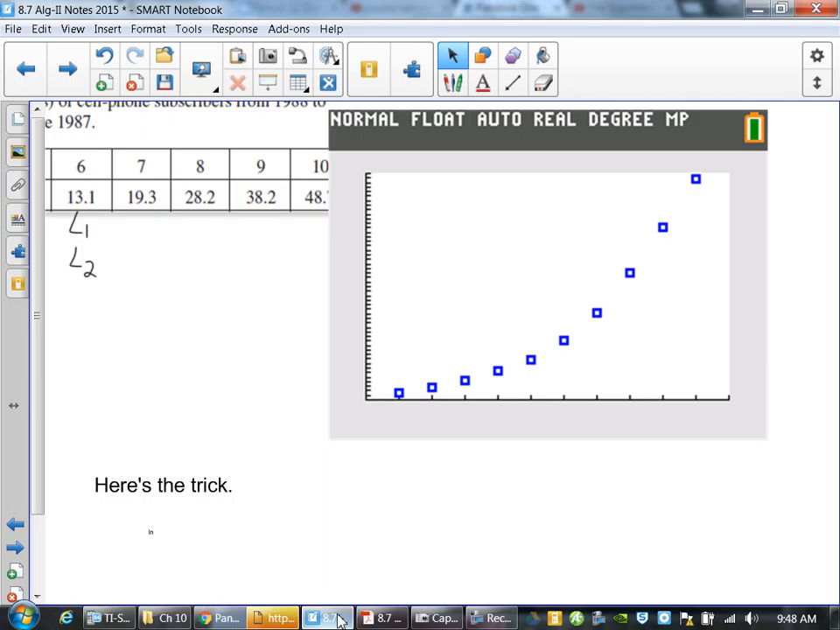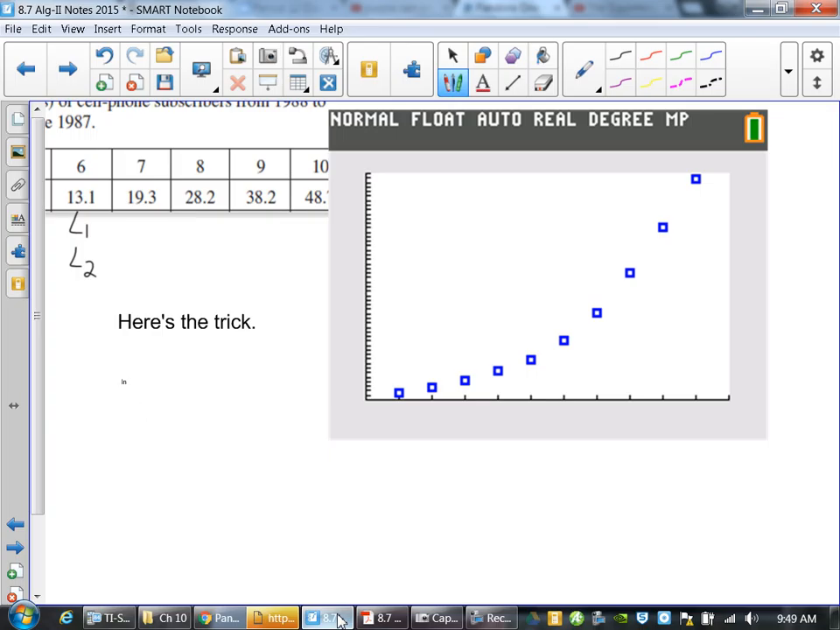It's all I got. So here's the deal. The trick for working with these guys, oh, your stat plot's not on. There's a problem. The trick for working with exponential growth is that if you take the natural log of your y values, in this case your L2, what happens when you plot it? Let's see if we can do this on the calculator with all of it at once.